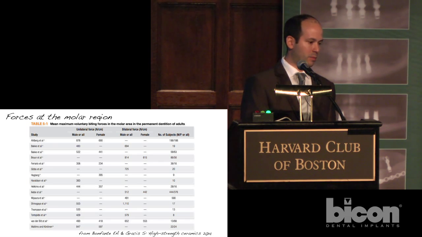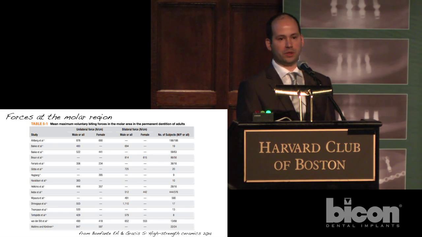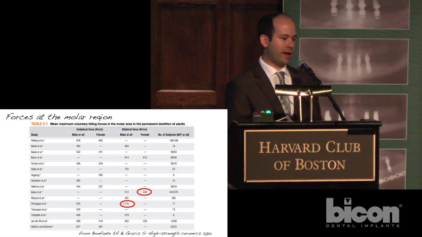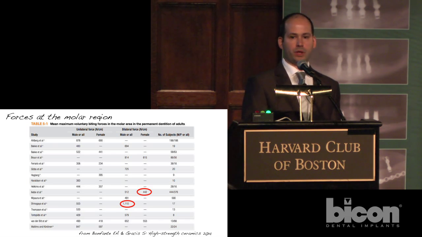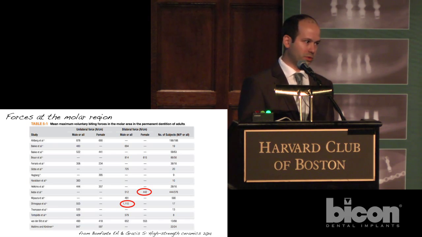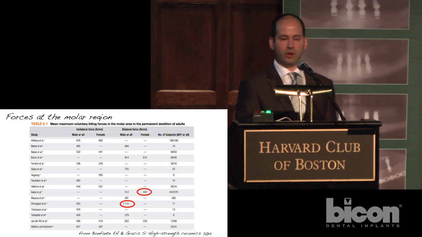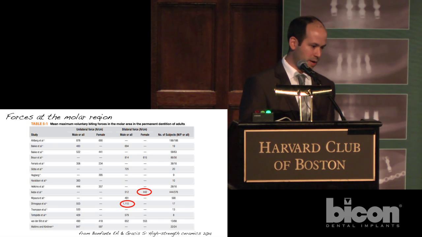So, as we see, what are the relevant forces in the mouth? These are just examples of maximum voluntary bite forces, and we know that patients don't do that every day. But just to give you an idea, let's go to bilateral because they're more relevant. In females, they're already above 400 newtons. In males, they can be over 1,000 newtons. Let's put it as a relevant average, 600 newtons, okay?